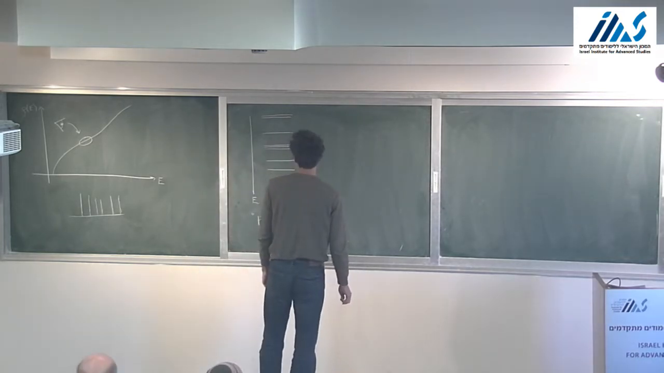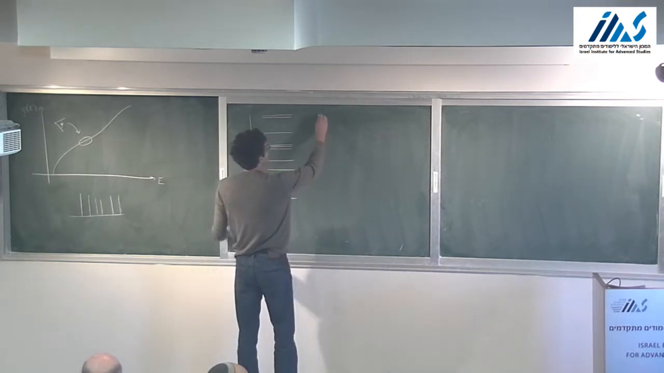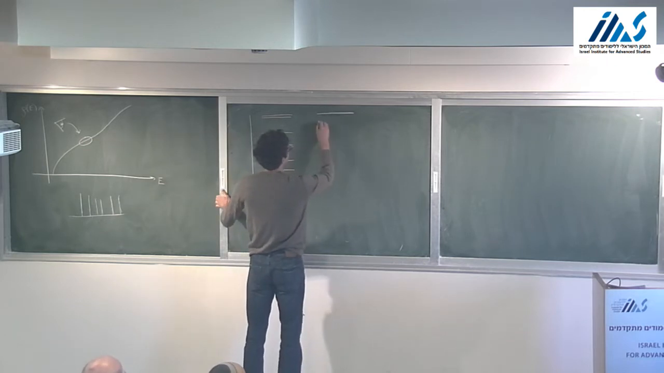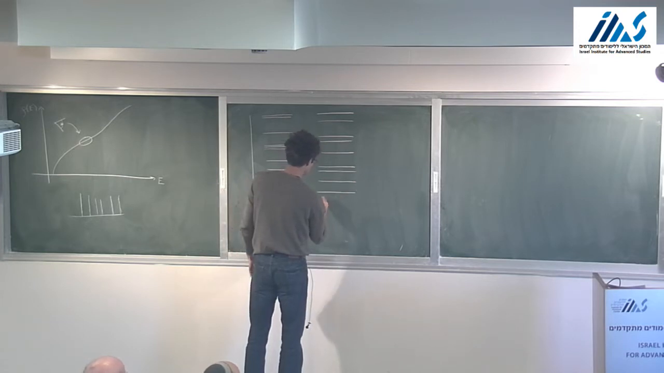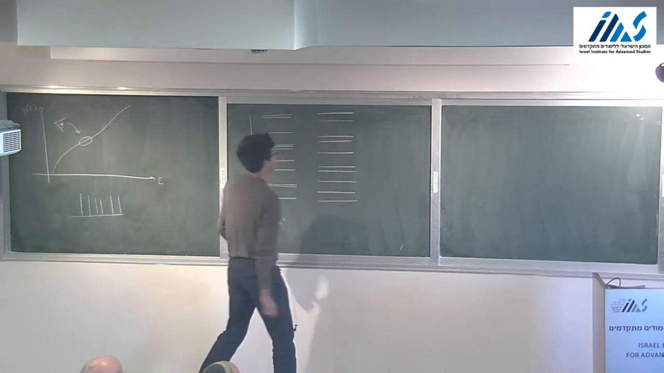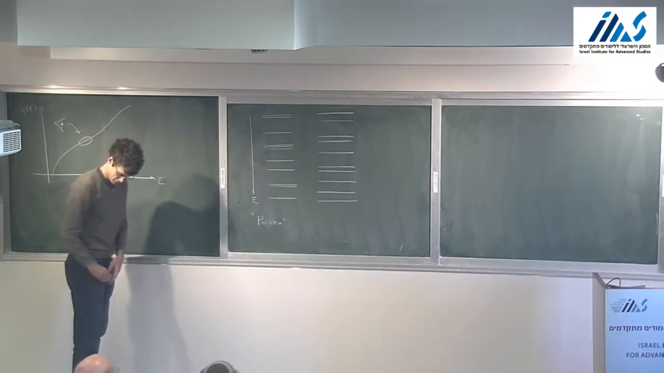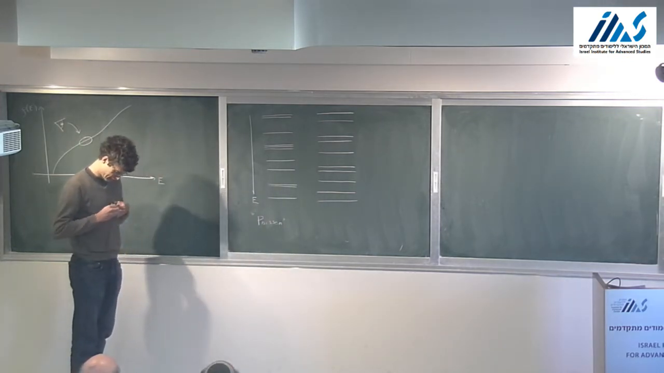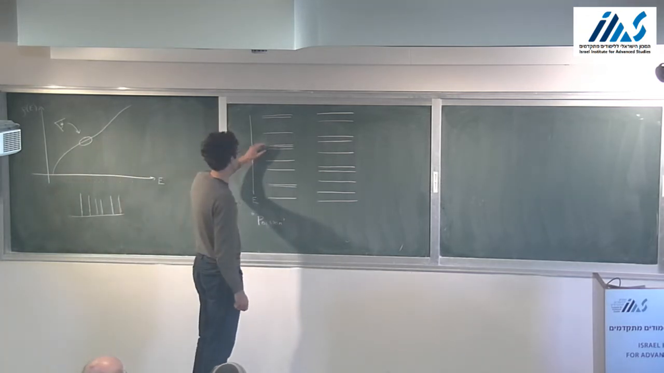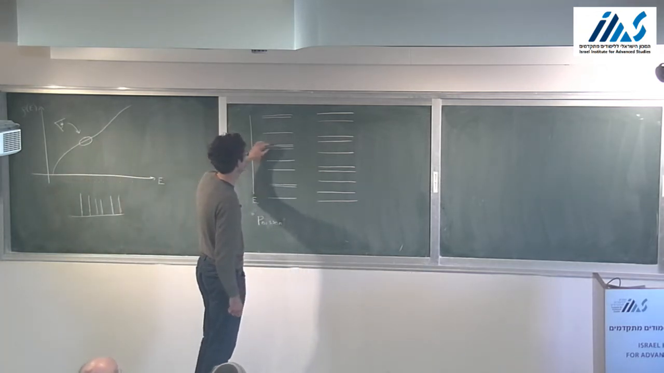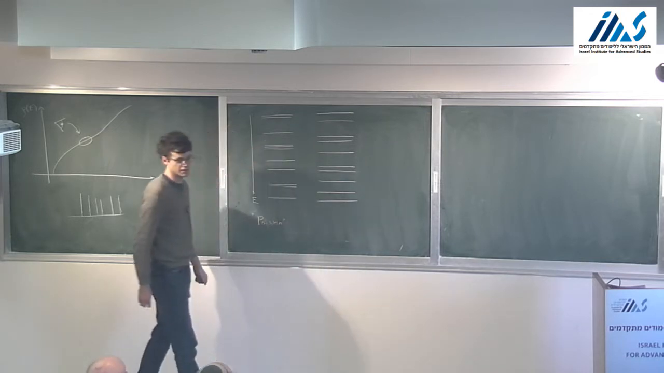What you find if you study the eigenvalues of an interacting system is something that looks more like this. The levels are distributed much more regularly. And in particular, it's quite rare to find configurations where there is a pair of energy levels that are very close together.